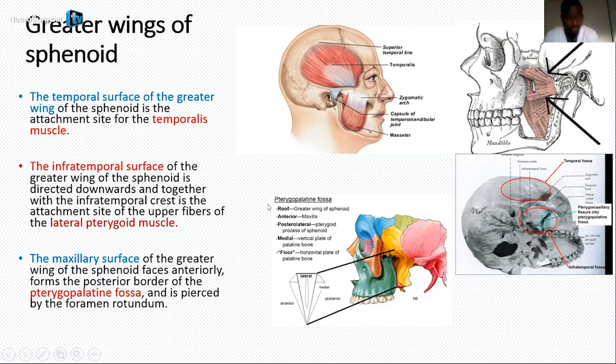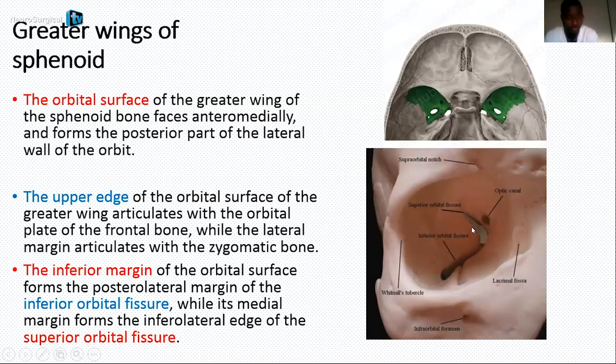Can describe more. The orbital surface, as you can see, it's very important to know this fissure, names superior orbital fissure and inferior orbital fissure. It is very important to know this landmark because inside this fissure you have artery, vein, and nerves who will come out. I will go quickly. I will talk now about lesser wing of sphenoid.